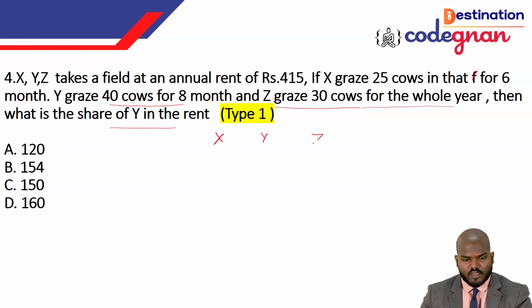X, Y, Z. So what I can take here: X grazing 25 cows for 6 months, so 25 times 6. And next is 40 cows for 8 months. And 30 cows for the whole year, that is 12.